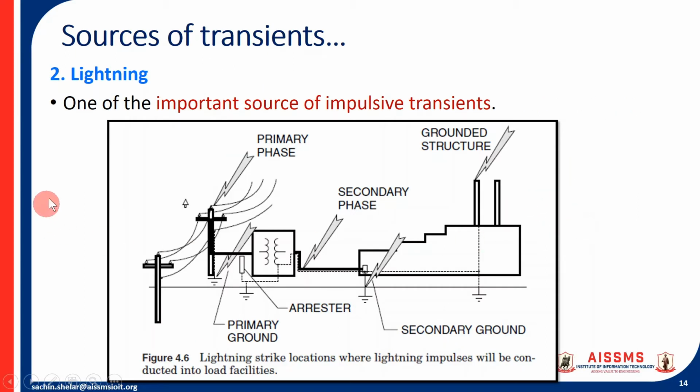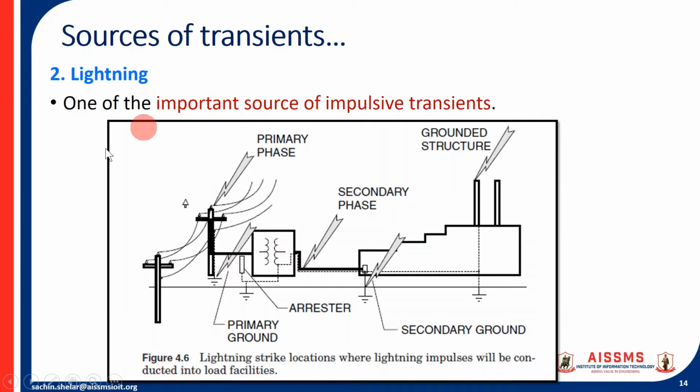The next important source of transients is lightning. It's a natural phenomenon. The earlier one, capacitor switching, is a man-made phenomenon, but this one is natural, and it is one of the important sources of impulsive transients.